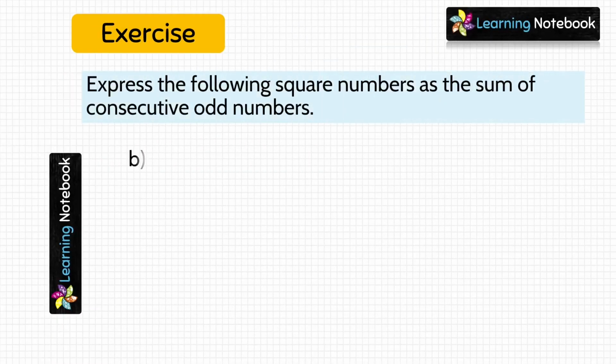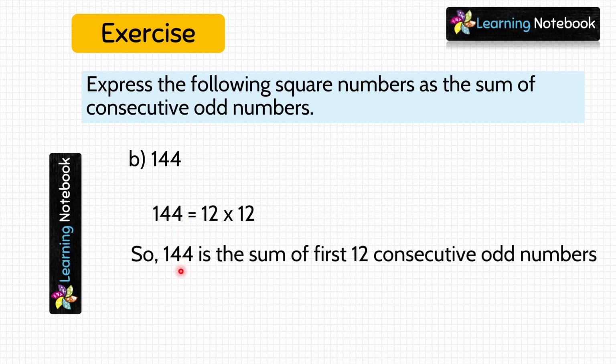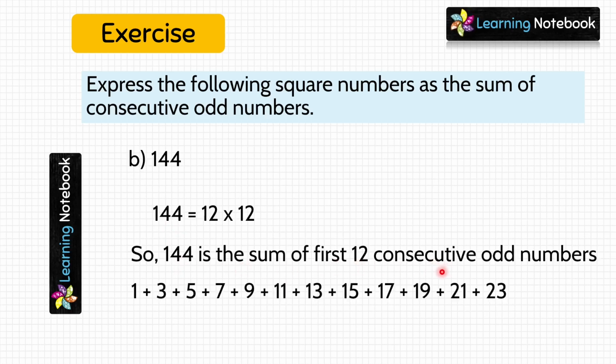Next is 144. Now we know 144 is the square of 12. That is, 144 equals 12 into 12. So 144 is the sum of first 12 consecutive odd numbers. So let's write 144 as the sum of first 12 consecutive odd numbers.